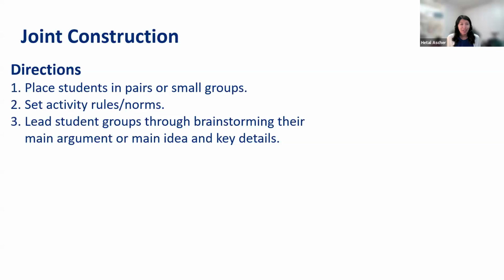So when you're doing joint construction in your classroom, you want to put your students in pairs or small groups. And I like this so the students can have a chance to talk to one another about their ideas before they share them with the whole class, because that can be a little scary sometimes. Then you want to tell the students what we're doing, set the activity rules or norms. For example, you might tell the students, we're all sharing our ideas, and we're going to accept everyone's ideas. We're not going to judge each other's ideas.